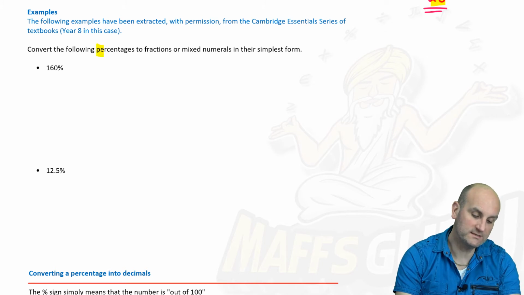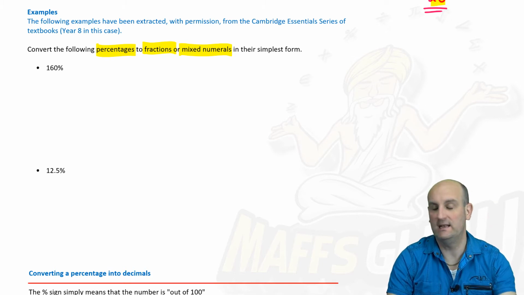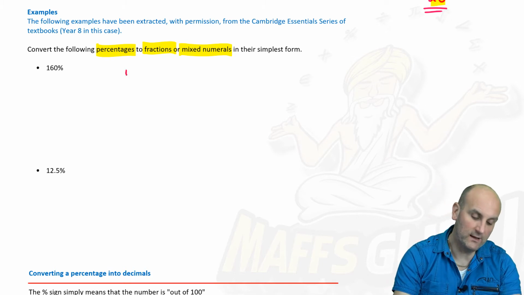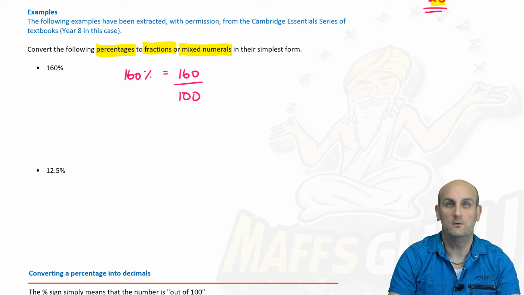Convert the following percentages to fractions or mixed numerals in their simplest form. So we're going to turn this into a fraction and leave it as a fraction. So I now have 160% is the same as 160 divided by 100. What am I going to do now? Well, I've got it in a fraction, I have to simplify it.